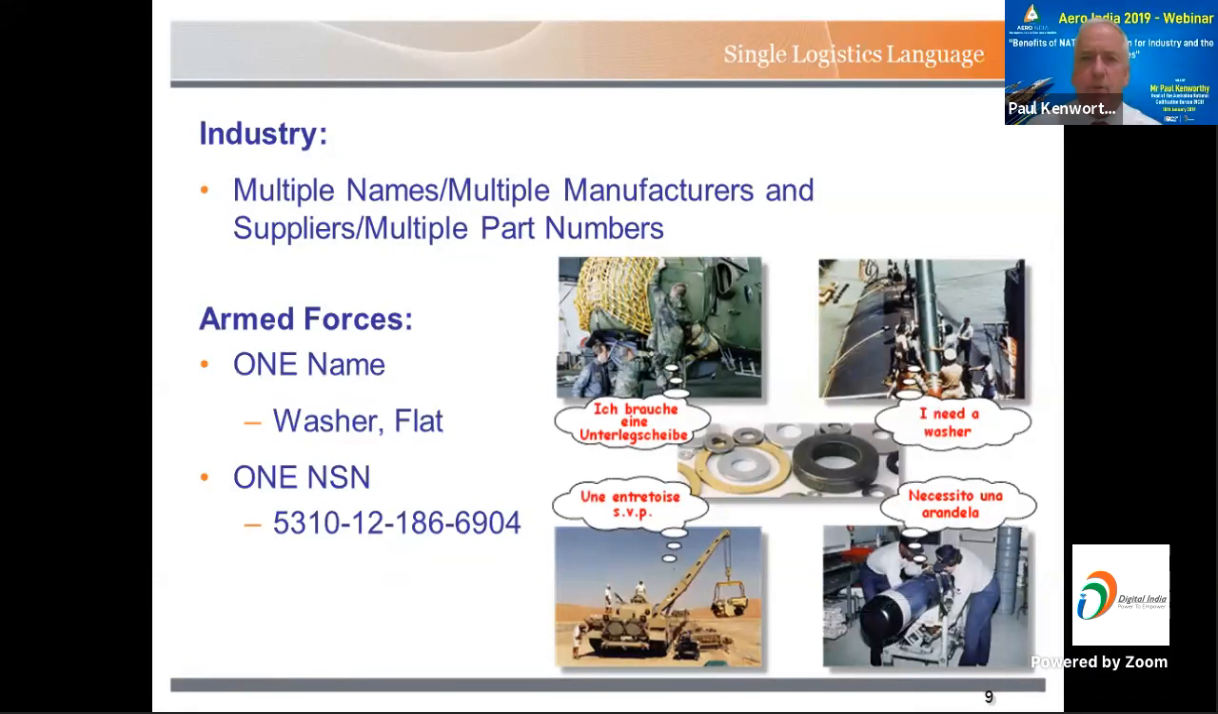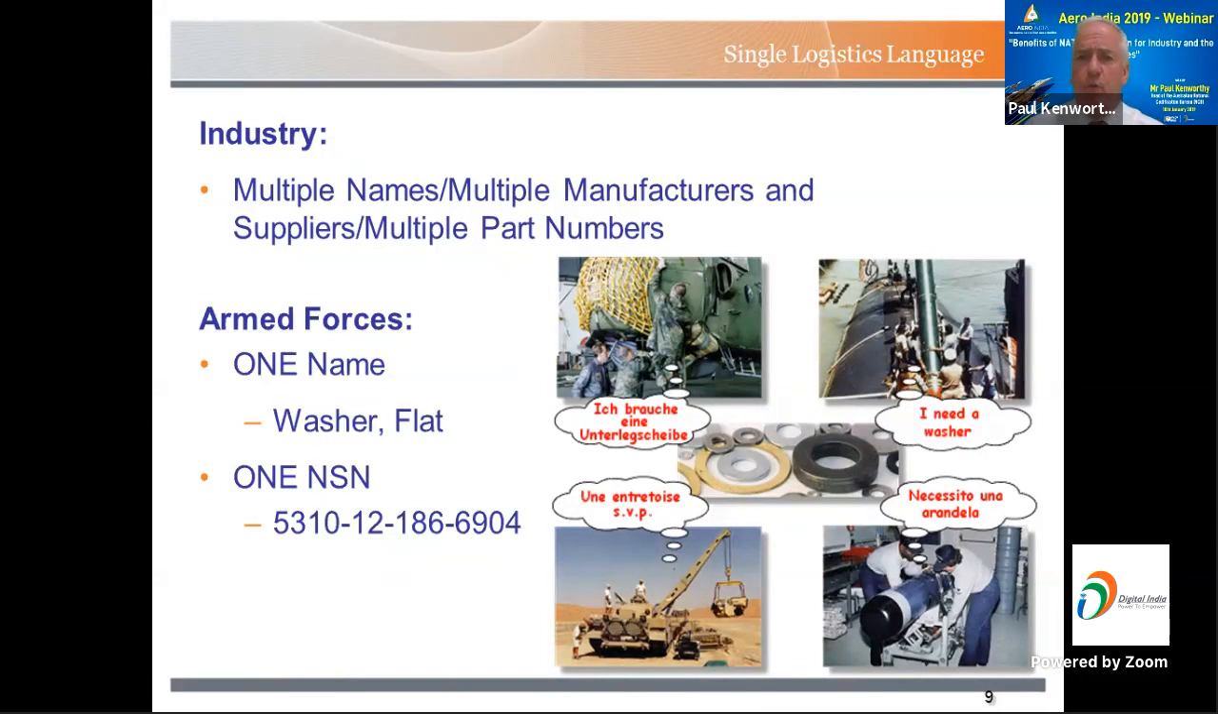I'm rushing a bit through here, but I need to get through. So what the NCS does, it creates a single language of logistics, a common supply language. So within industry, as you know, companies have many ways to identify their items. They have multiple names, multiple manufacturers, and multiple part numbers. So there's no standard way of doing things in industry.